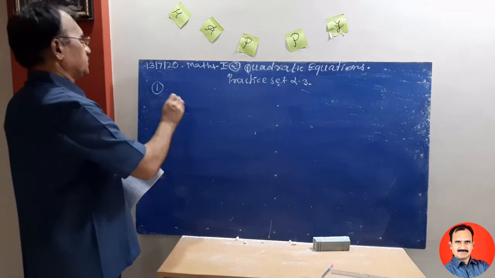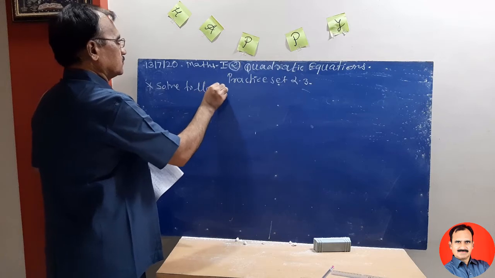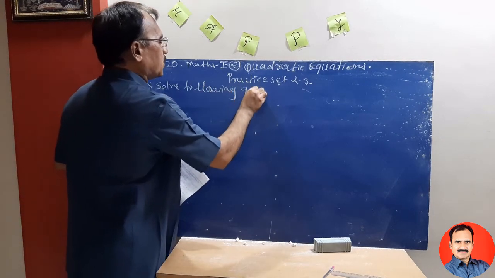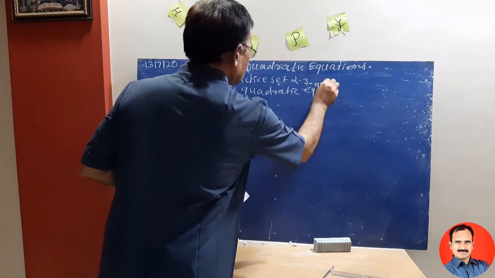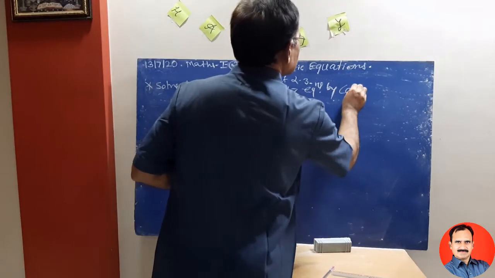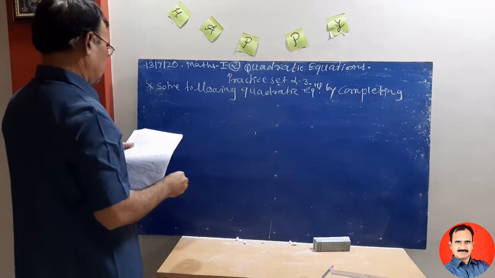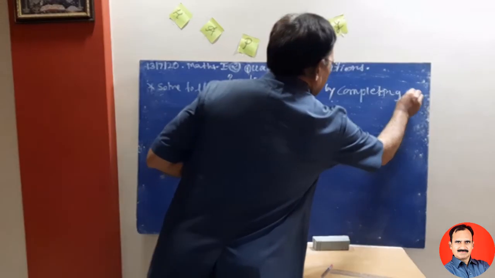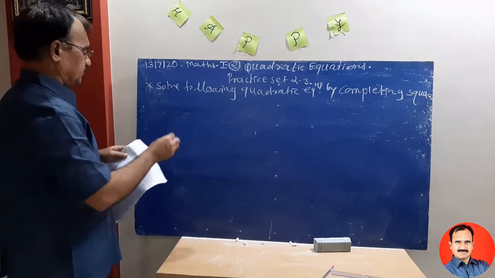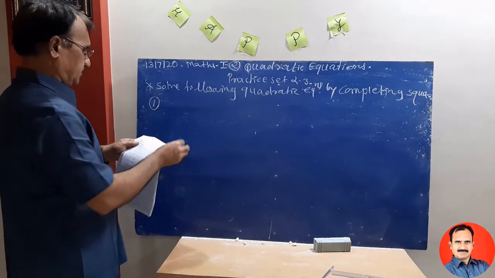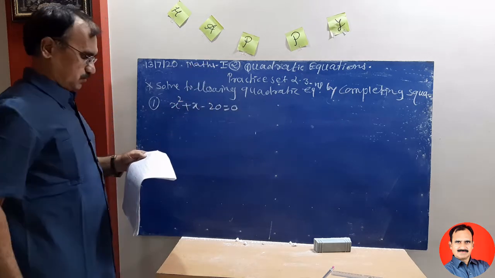Solve the following quadratic equations by completing the square method. Example number 1: x square plus x minus 20 is equal to 0.